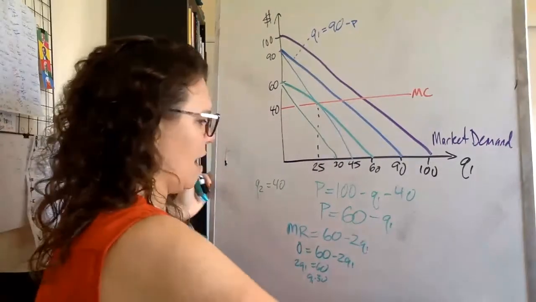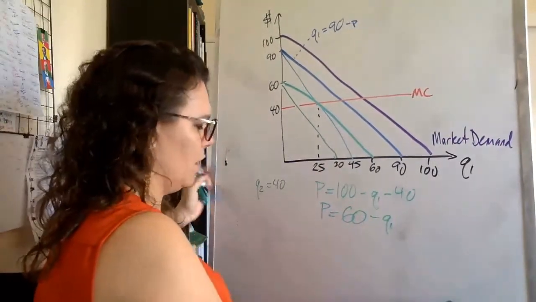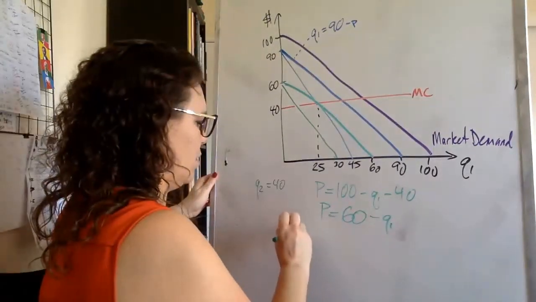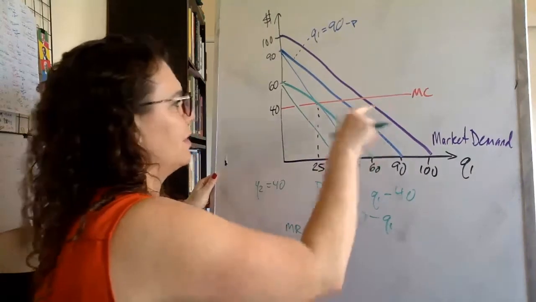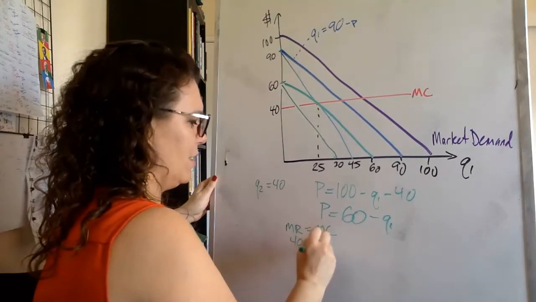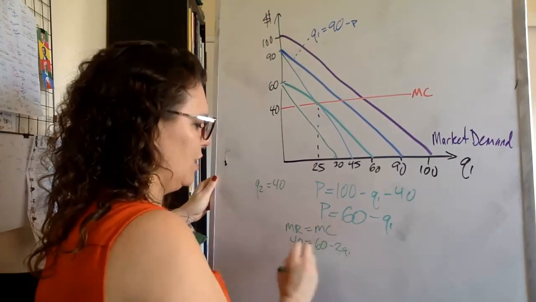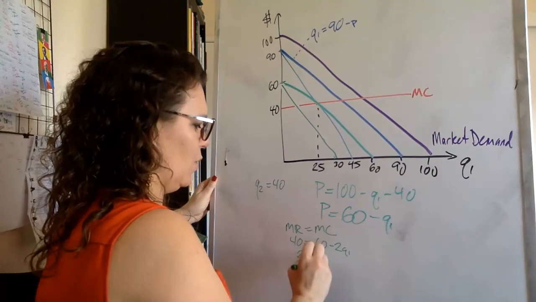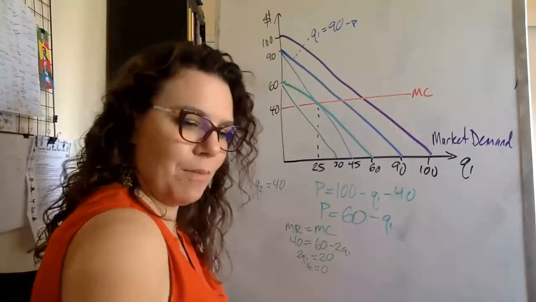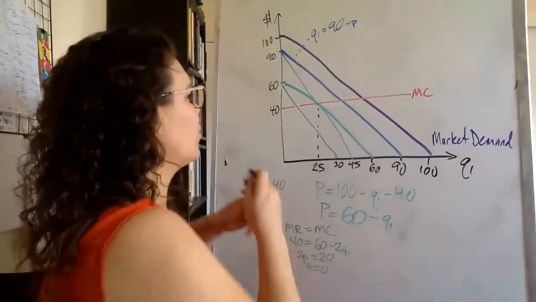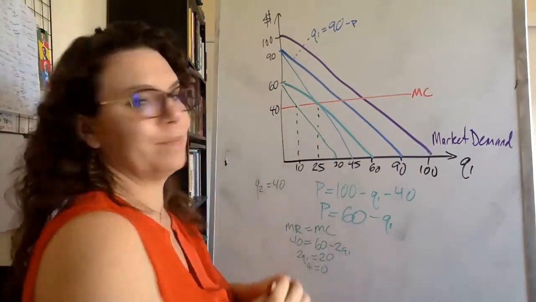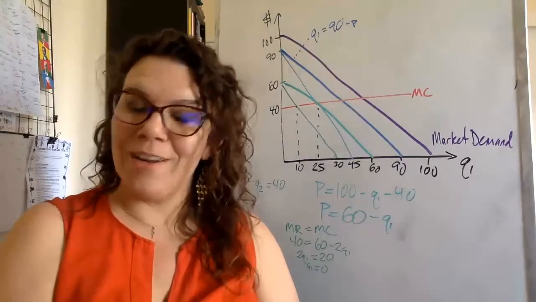And then we have to set marginal revenue equal to marginal cost. In this case, marginal cost is 40, and marginal revenue is 60 minus 2Q1. So 2Q1 equals 20, which means Q1 is going to equal 10, which looks about right. When we drop this intersection point down, that's our equilibrium. A little bit crowded, but you get a sense of it there.